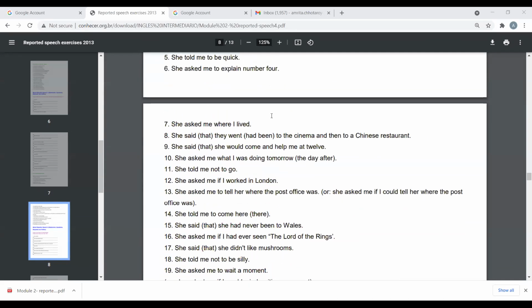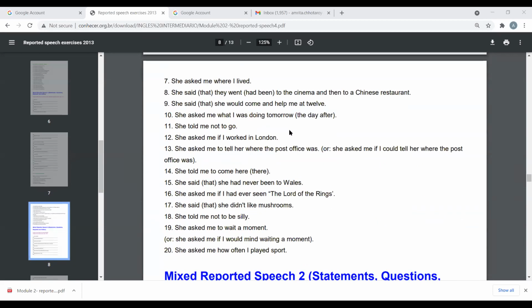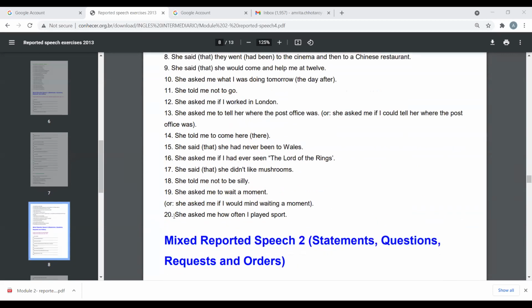Next, 19. Would you mind waiting a moment, please? This is a polite way of talking. Answer: she asked me to wait for a moment, or she asked me if I would mind waiting a moment. Both are correct.